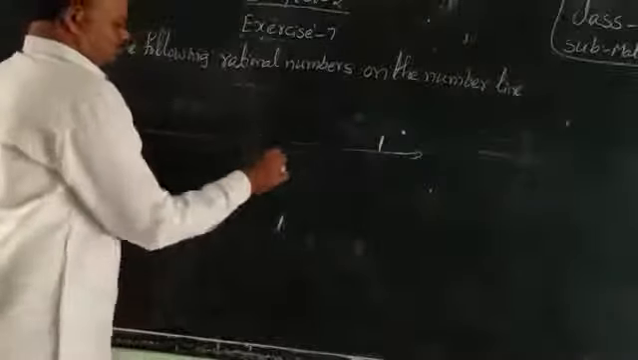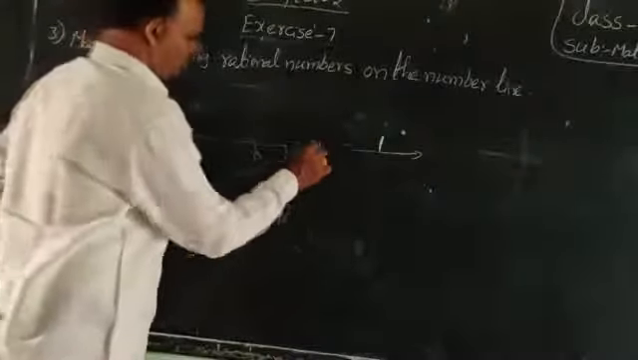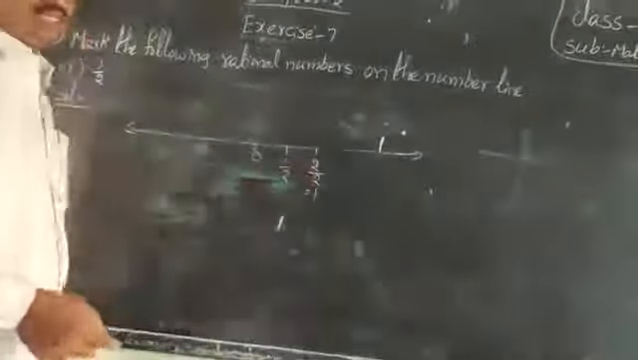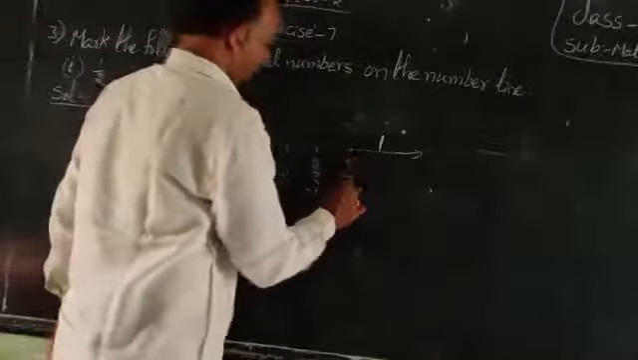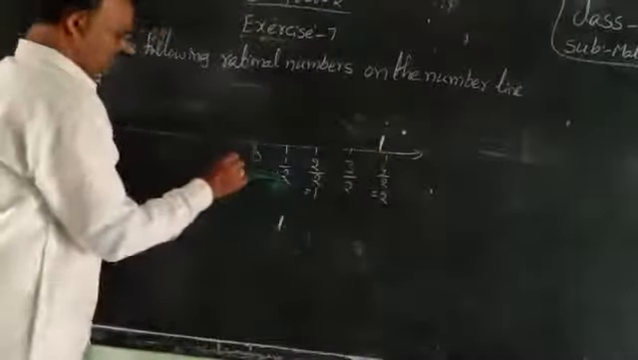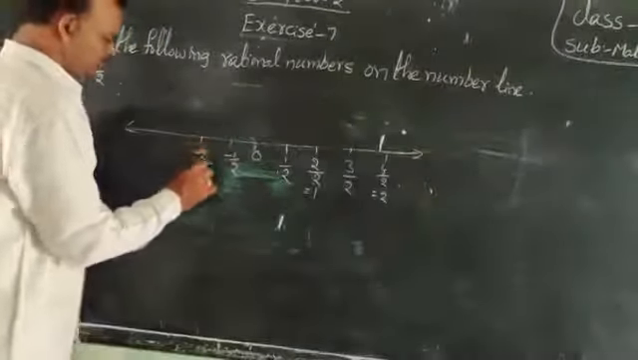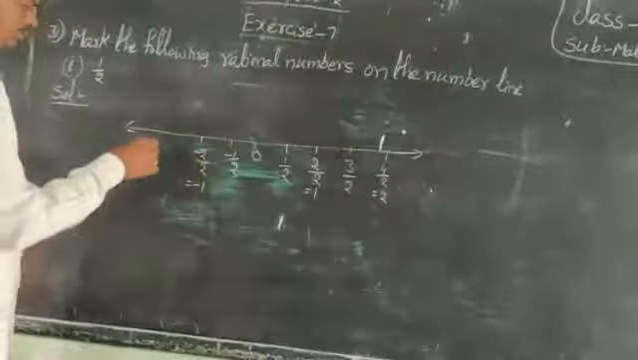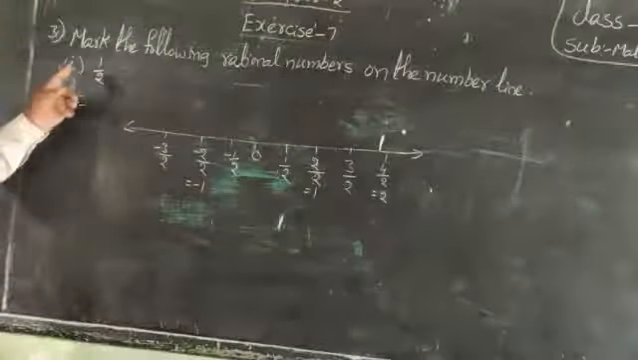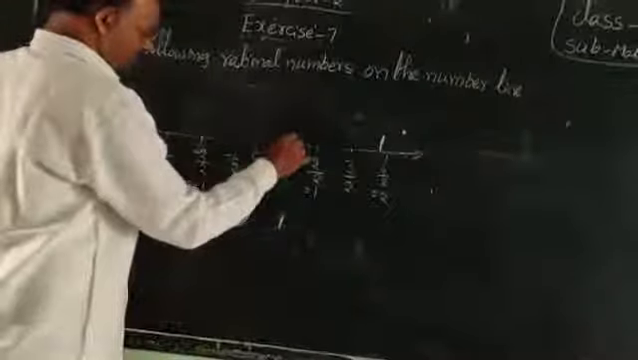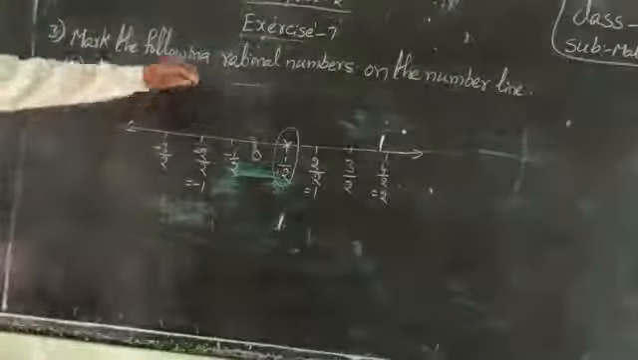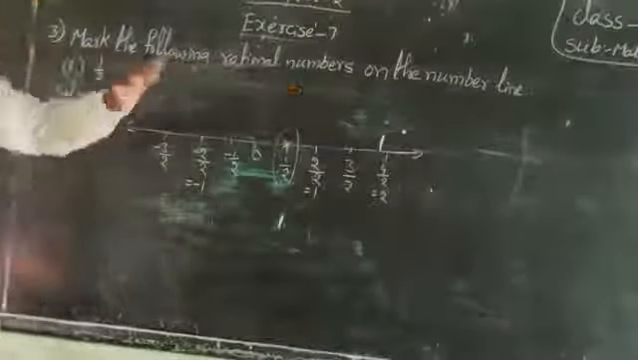1 by 2, 2 by 2 is equal to 1, because the 2s are cancelled. Next 3 by 2, 4 by 2 is equal to 2. Here minus 1 by 2, minus 2 by 2 is equal to minus 1, minus 3 by 2. We want 1 by 2, so here 1 by 2 is there. So this is the rational number marked on the number line. That means this point is equal to 1 by 2.